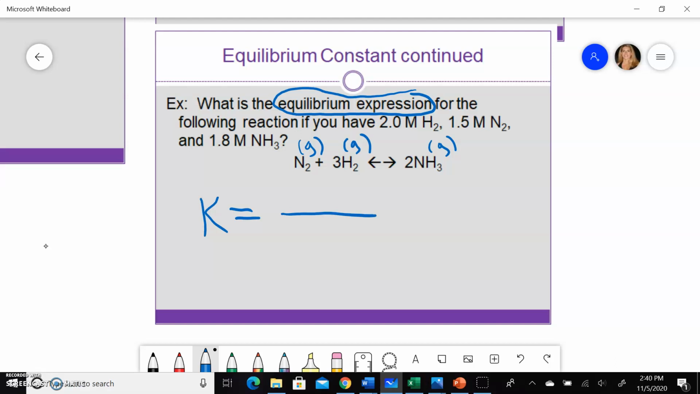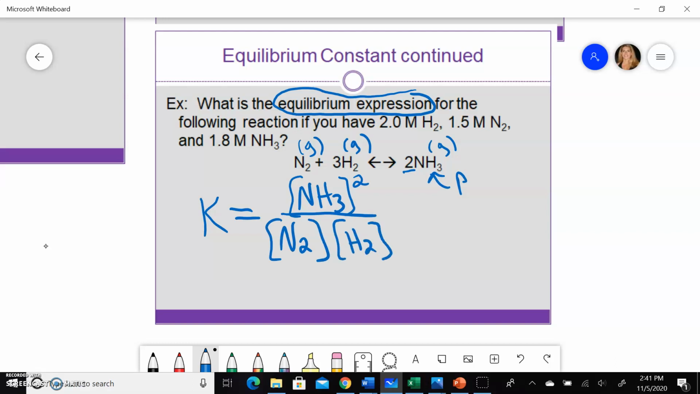Actually, the first thing you would do is look at your reaction and scan it for any solids or liquids, and go ahead and cross them off so that you're not tempted to put them into your K fraction. So again, you only use things that are gases or aqueous. So NH3 is our only product, so we're going to put that on top. Then the other rule is that if it has a coefficient, which is the big number in front, you're going to raise that to the power of that coefficient. So that's going to be squared. And then we're going to put the reactants on the bottom, and we have two of them. We have N2 and we have H2. And N2 doesn't have any coefficient, but H2 has a 3 coefficient, so that needs to be cubed.